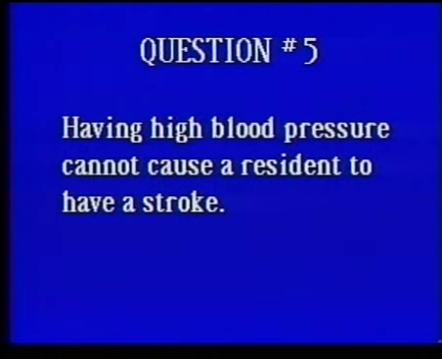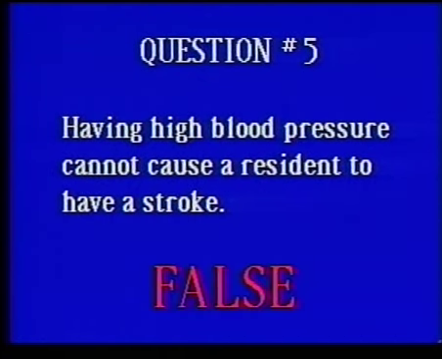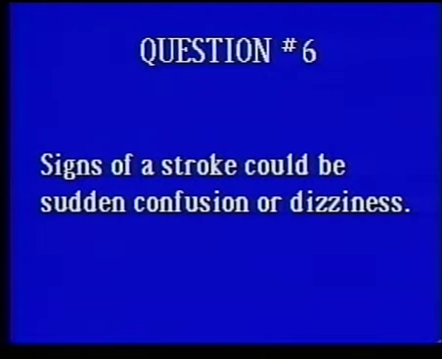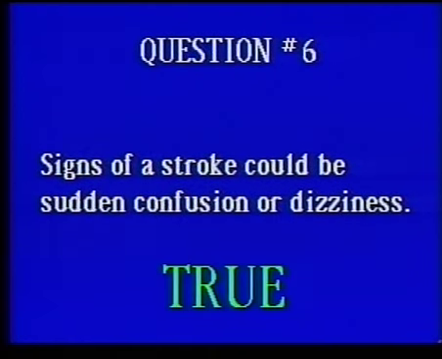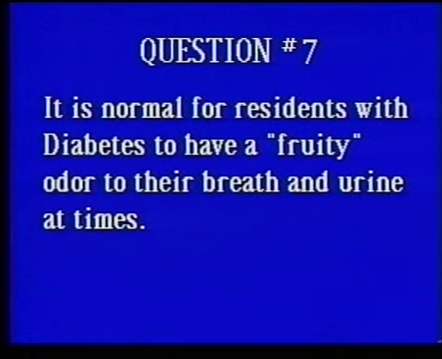5. Having high blood pressure cannot cause a resident to have a stroke. That is false. High blood pressure is only one of the many signs of an impending stroke. Number 6, signs of a stroke could be sudden confusion or dizziness. True. Sudden confusion and mild dizziness could be a sign that a resident is having a CVA or a cerebral vascular accident.